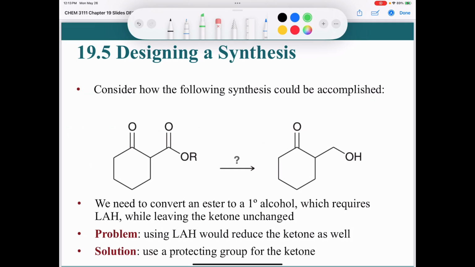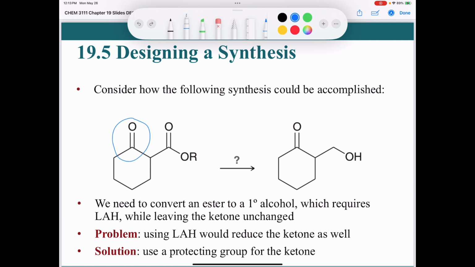So let's say you wanted to do this synthesis here. Check it out. You have a bifunctional compound. You have a ketone, okay? And then you have this ester, and the ester is being reduced down to this primary alcohol here. Well, you all know how to reduce an ester down to an alcohol. What would you use? You do lithium aluminum hydride followed by an aqueous workup. However, what's the problem with that? Lithium aluminum hydride would also reduce the ketone, okay? That's not going to work.